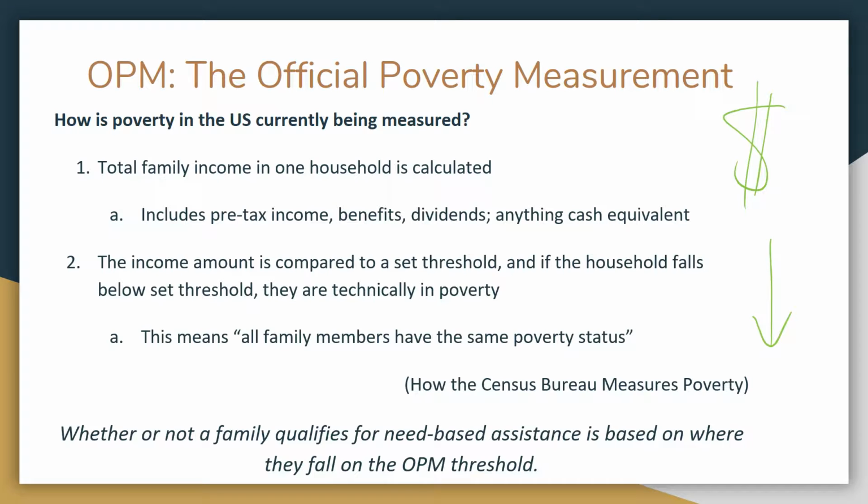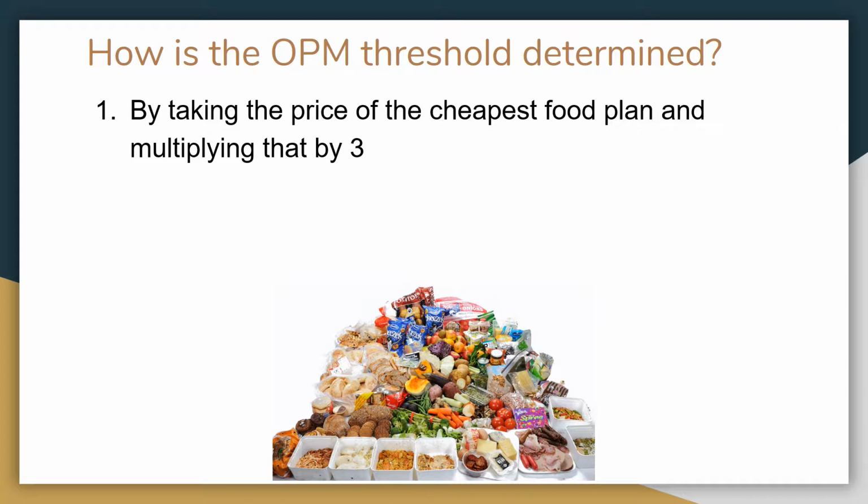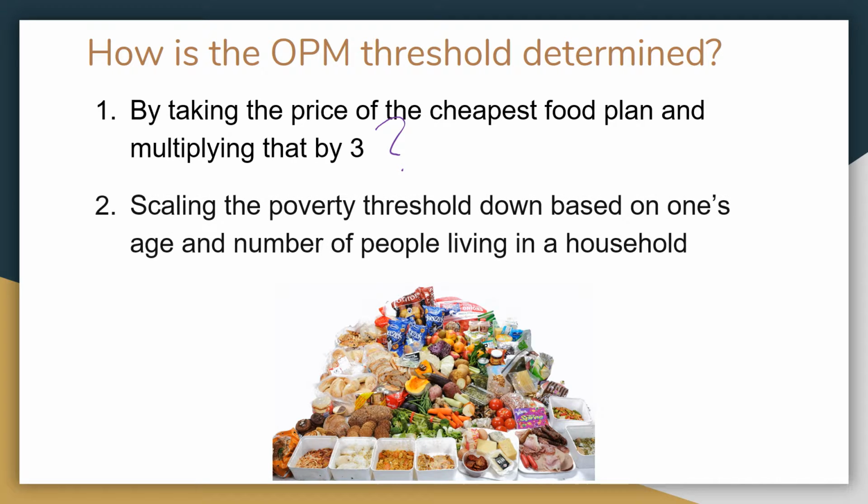Whether or not a family qualifies for need-based assistance in the United States is based on where they fall on the OPM threshold. How is the OPM threshold determined? First, the price of the cheapest food plan is taken and multiplied by 3. Why 3? Most people spend a third of their income on food. People used to actually spend a larger portion of their income on food, but this ratio has not been updated since 1969.